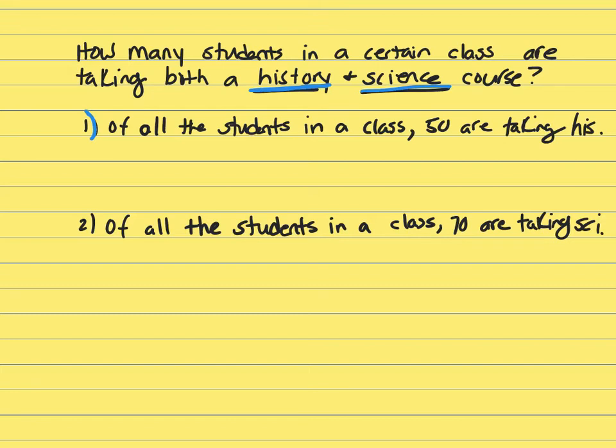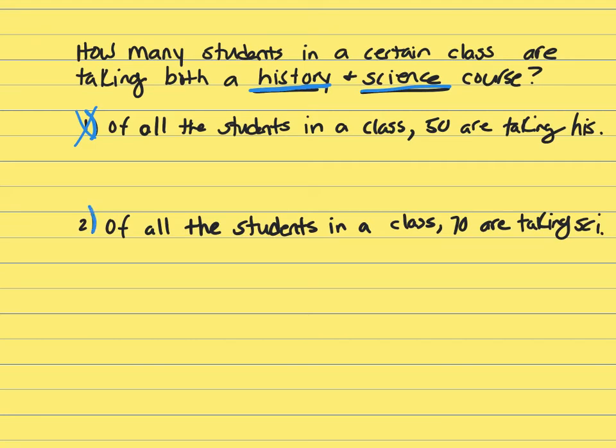I don't have a total number of students. I don't know how many are taking science. So clue one does not work. Look at clue two. Same thing. 70 are taking a science course. Remember, when you look at clue two, you've forgotten about clue one, okay? You don't use that information. So clue two, it doesn't work either. That doesn't give me enough information to figure out how many are taking both a history and a science.